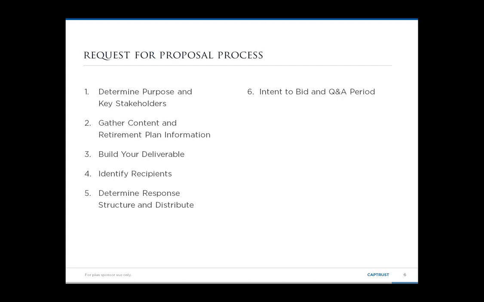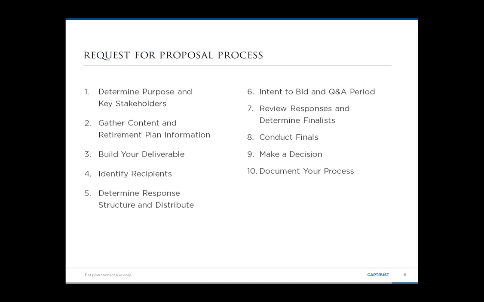Step 6, go through an intent to bid and Q&A period. Step 7, review the responses and as an organization determine the finalist. Step 8, conduct your finals presentations. Step 9, make a decision. And step 10, document your process. Again, this is what we feel, and based on our experience, this is a sound 10-step checklist that as you work through it will create an efficient process and give your organization the outcome that you're hoping to achieve. Again, we'll walk through each step in greater detail.